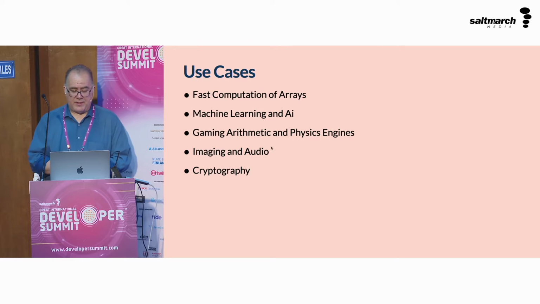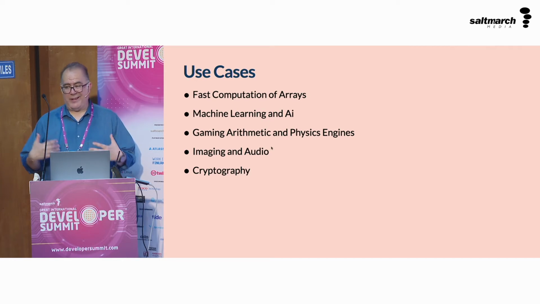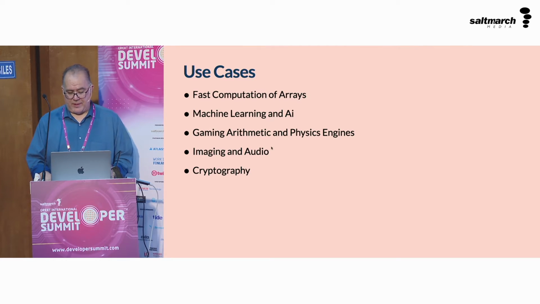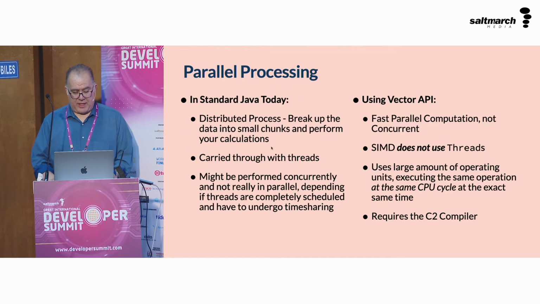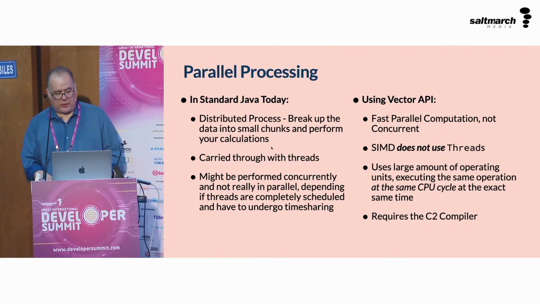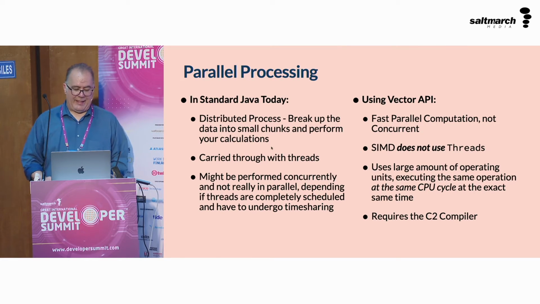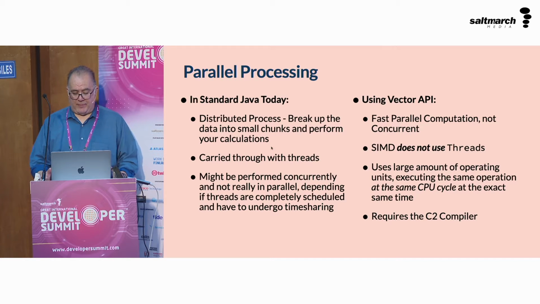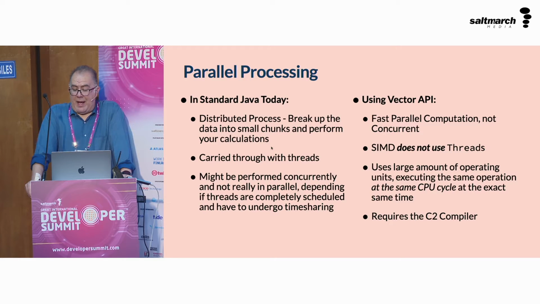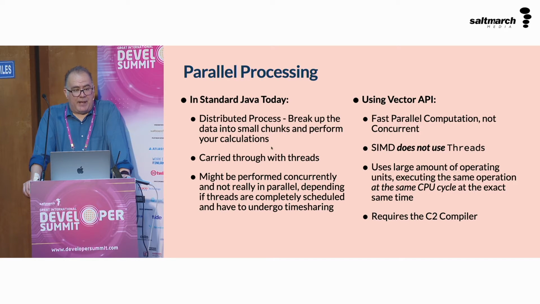Fast computation of arrays, gaming, physics engines, imaging, audio, cryptography, right? Because cryptography is just arrays of bytes that you're dealing with there. So we have a lot of use cases. So how do we try to achieve parallel processing in standard Java today? Break up the data into small chunks and perform your calculations. But when you do so with just standard Java, you're using threads. Vector API is not using threads, and that's going to be one of the differences there. In standard Java, it might be performed concurrently, but not really in parallel, right?